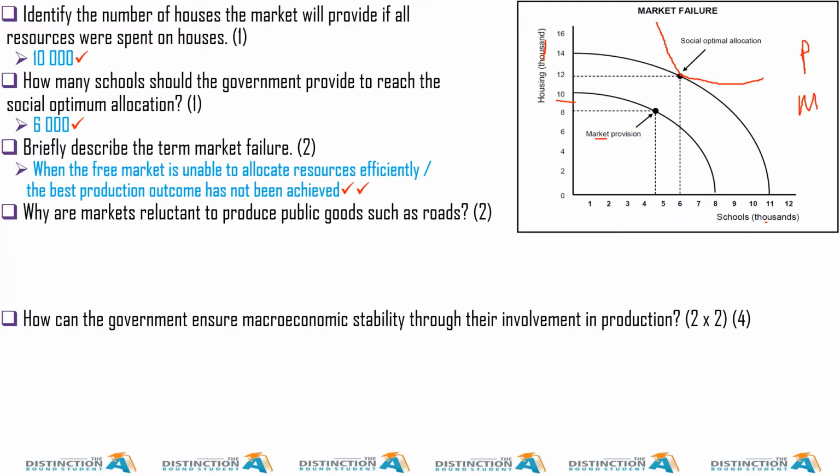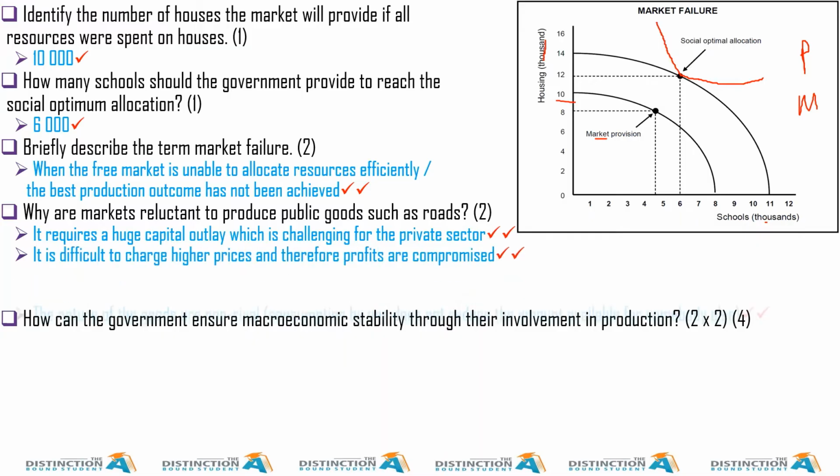Right, why are markets reluctant to produce public goods such as roads? All right, there are two main reasons according to me. And the first one is public goods, it's because of the characteristics. Public goods are non-excludable. That's my main reason. The next one, public goods are non-rivalry. That means consumption of one does not diminish consumption by the other. And the first one, it's impossible to exclude free riders.